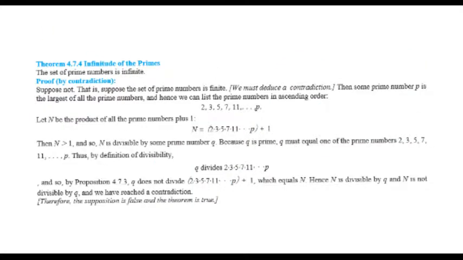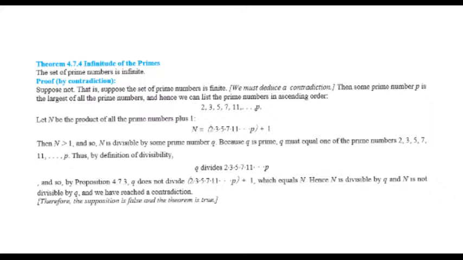And the last theorem that we are going to prove in chapter 4 is proving that the set of prime numbers is an infinite set. There are infinite number of prime numbers. Let's prove this using the method of contradiction. Let's assume that the set of prime numbers is not infinite, right? So it should be finite.